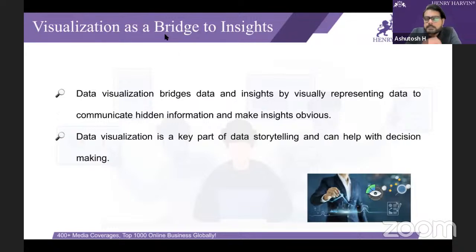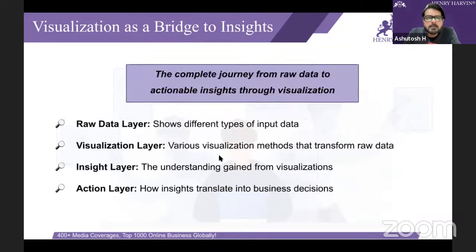Now, data visualization is bridging the gap between the data and the insights, as I previously showed you by drawing that CSV file. It is visually representing the data, which communicates the hidden information and makes the insights obvious. So this becomes quite an integral part of data storytelling, and it could help you a lot when you are trying to make a decision for your business.